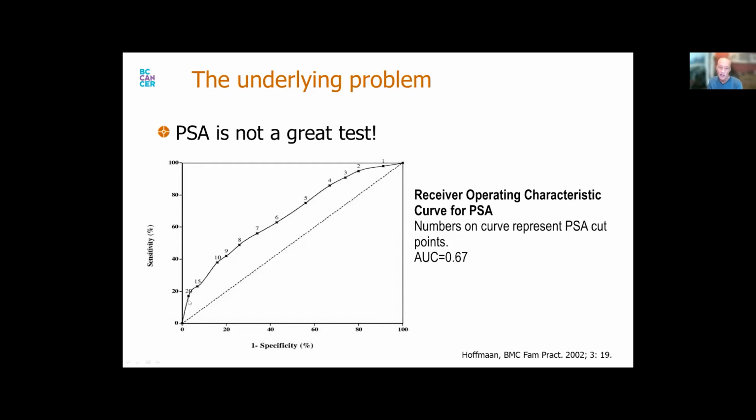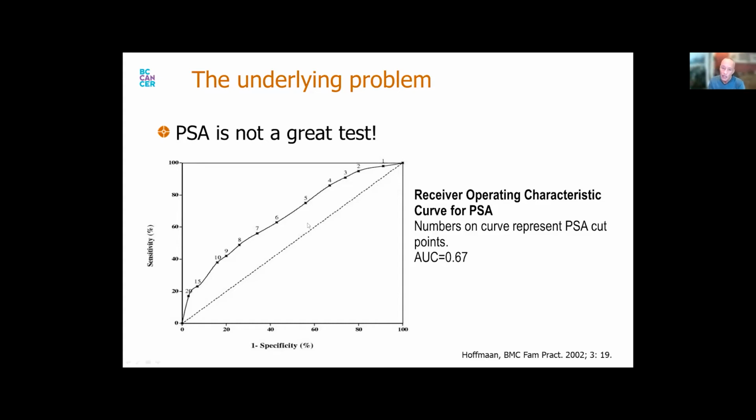And contrariwise, down in the bottom left-hand corner, if we chose a threshold of 20, it would be very specific, because almost everybody with a PSA of 20 will have prostate cancer, but it wouldn't be sensitive at all, because only a minority of men have a PSA that high, even with prostate cancer.